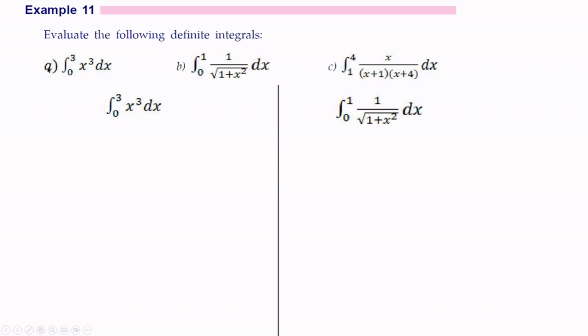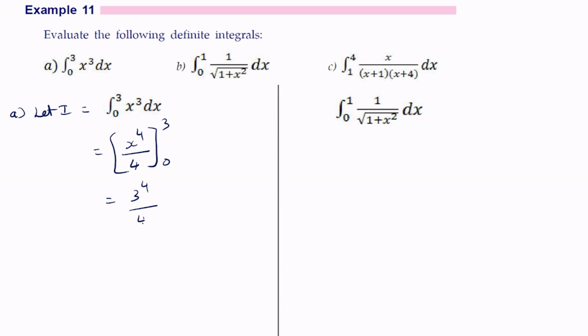Now we will see some questions where we have to evaluate the definite integral. The first subdivision, integral 0 to 3 x cube dx. Let I equal integral 0 to 3 x cube dx. Here we have to use the standard integrals or the various methods of integration and find the integral of this function, then substitute the limits. So we know integral x cube dx is x raised to 4 by 4 with the limits 0 to 3.